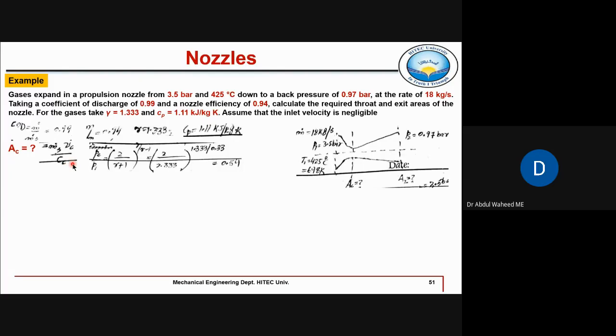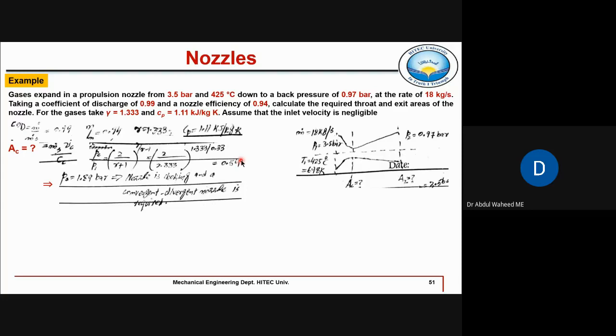So first we need to calculate vC and CC. To calculate vC, we need to know PC and TC, only then can we find the specific volume using the equation PV equals RT. PC over P1, we already know the equation, just put in the values and that is 0.54. So the pressure at throat PC is 1.89 bars.